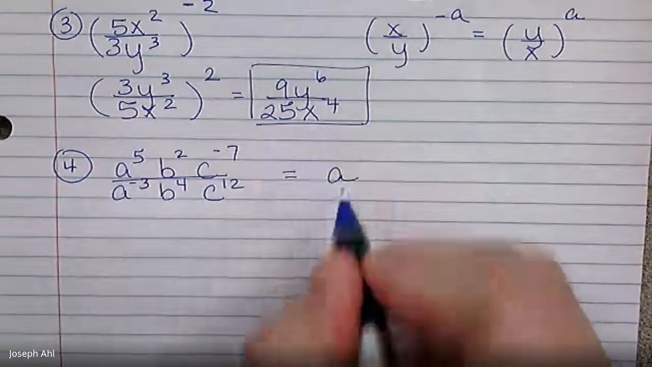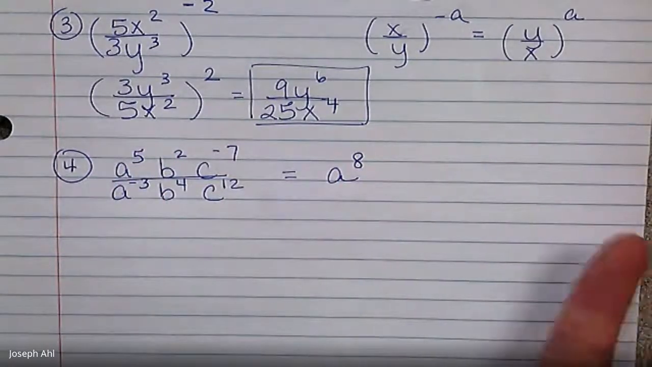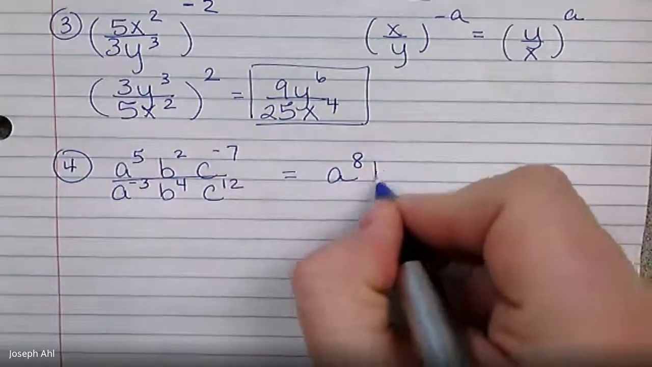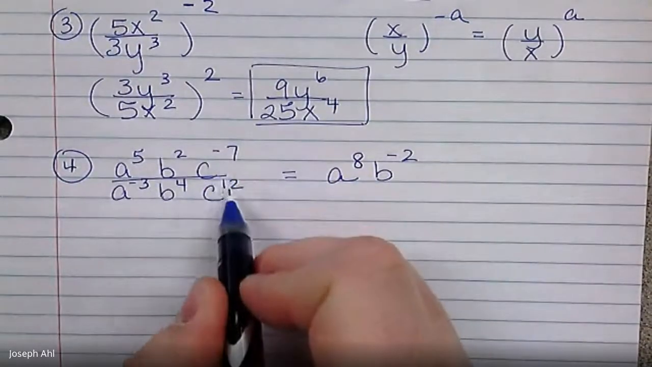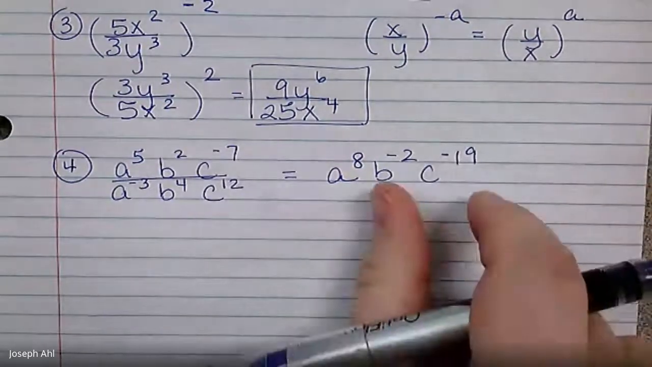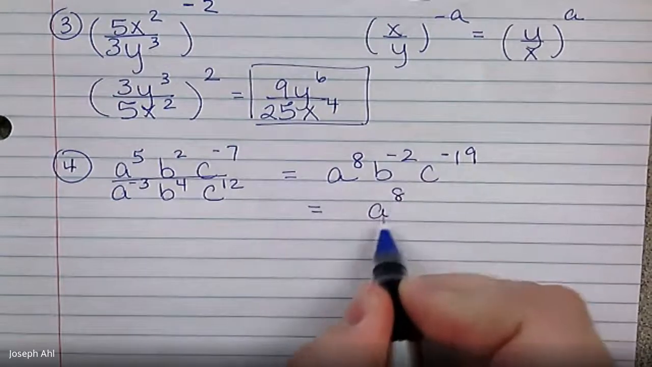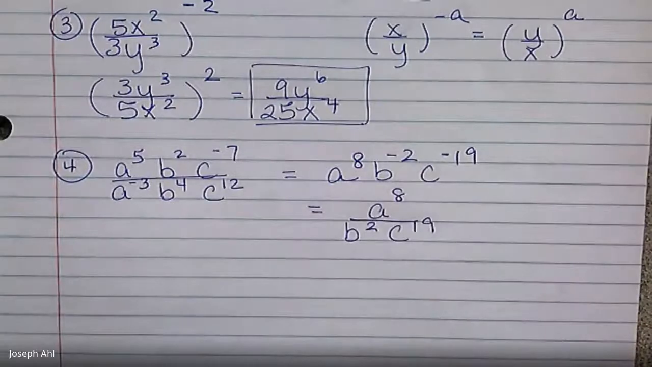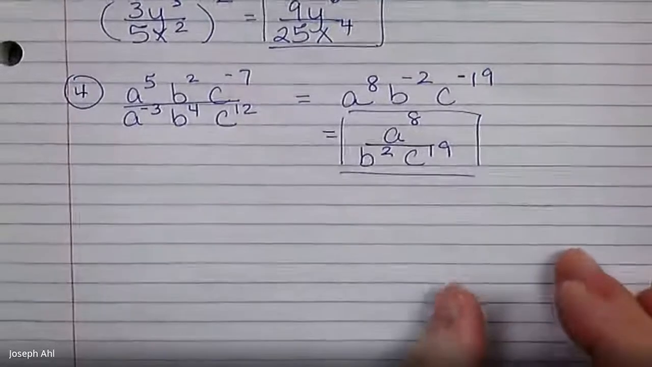So for the first term, when I divide the a's, 5 minus negative 3 is actually a to the 8th. So that kind of resolved itself already. Now, we're still going to have an issue with the b's because when I subtract 2 minus 4, top minus bottom, that's negative 2 as an exponent. And then negative 7 minus 12 on the bottom is now negative 19. So we still have 2 terms with negative exponents. And the last step, we're going to make those into positive exponents by moving them to the denominator. B squared and c to the 19th would go in the denominator and become positive. We'll leave a to the 8th up in the numerator.